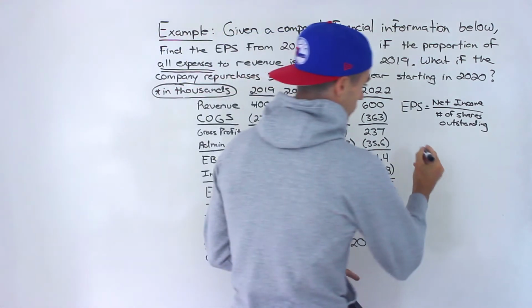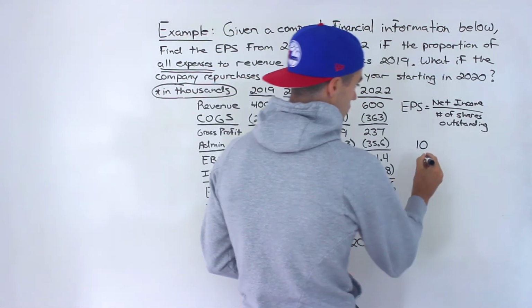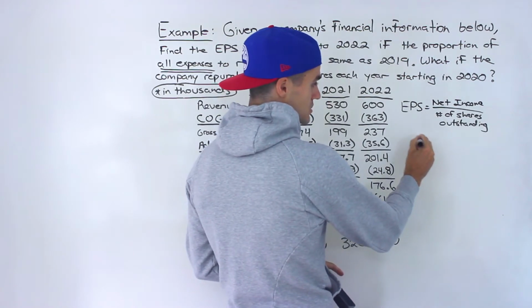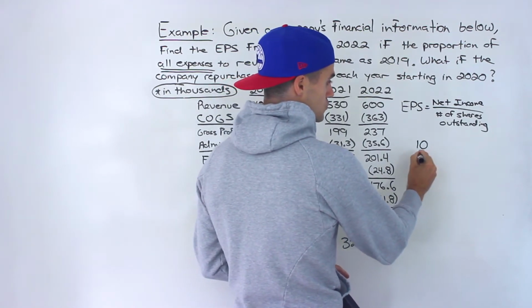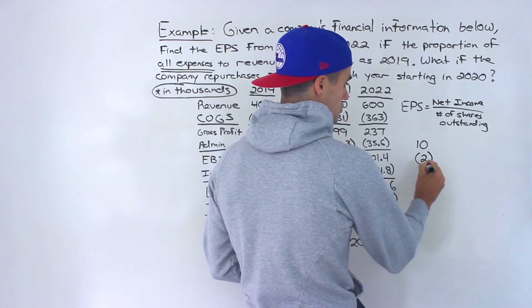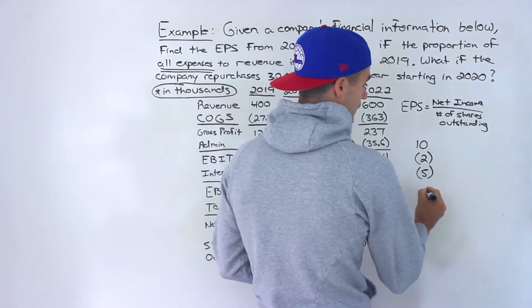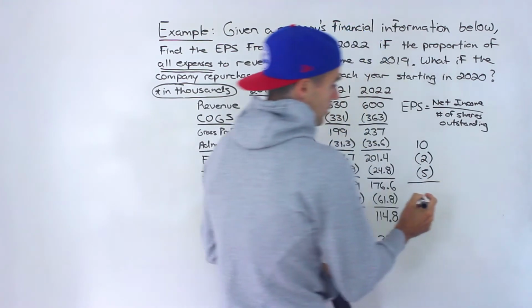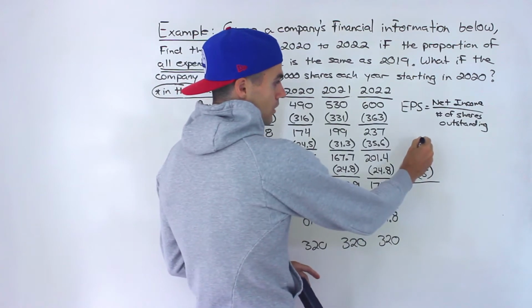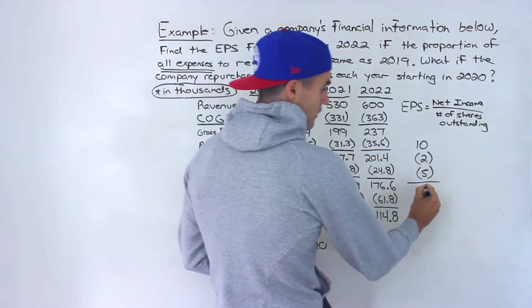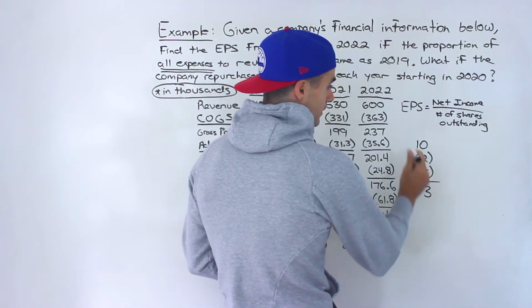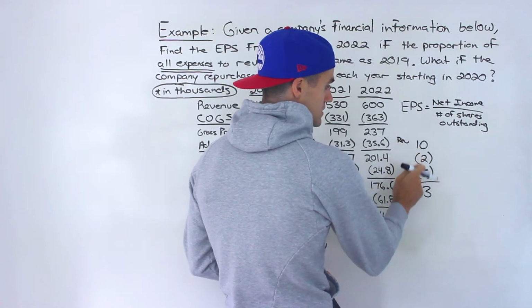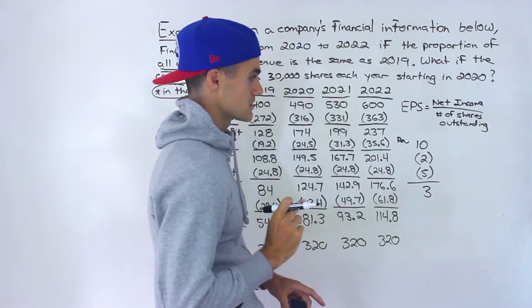So for example, to show you this in a more simple example, let's say that there's $10 of revenue, and let's say there's two sets of expenses. Let's say it's 2 and 5. So 10 minus 2 minus 5 would give us 3. So that would be the net income. So this is revenue, and then these two are expenses.